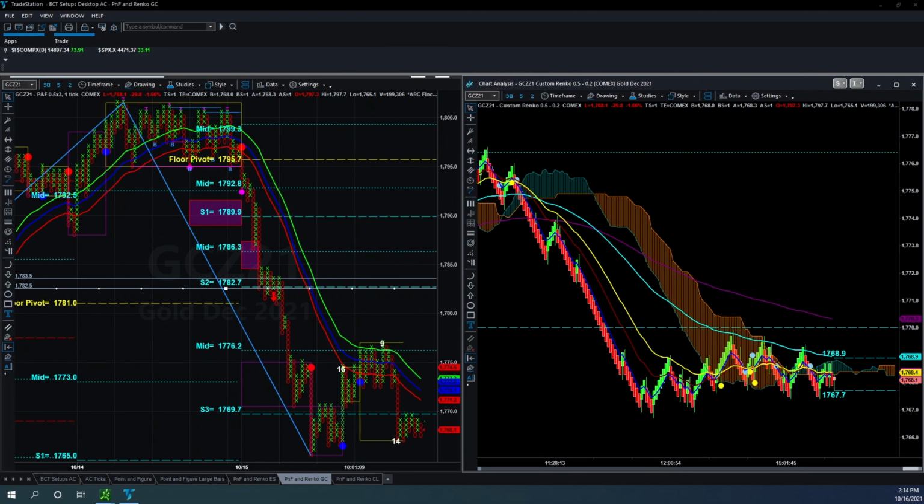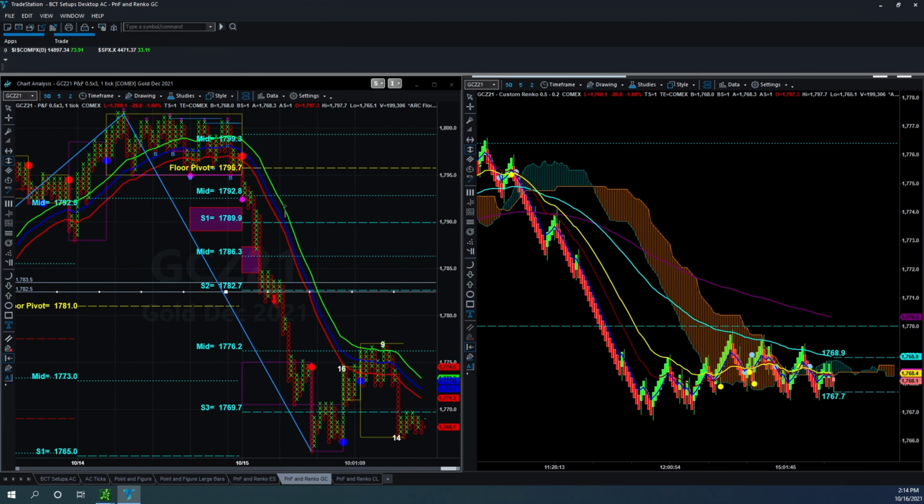Okay, let's review a trade I made yesterday using the point and figure chart and also the Renko chart. Basically, the entry was using the point and figure chart for gold. So we're here. Let's go and mark this a little bit. So this one here is where I triggered the entry.